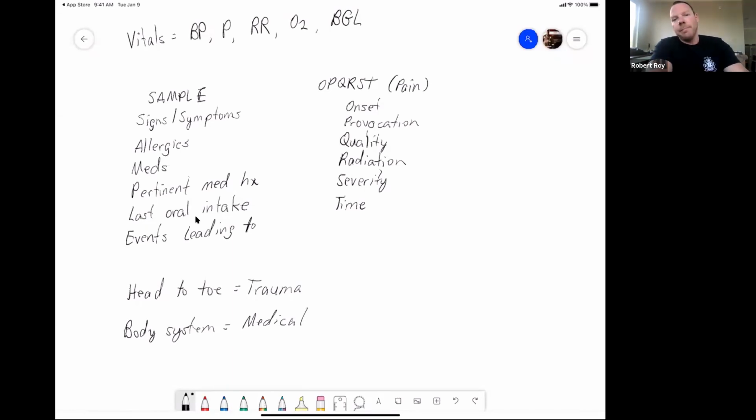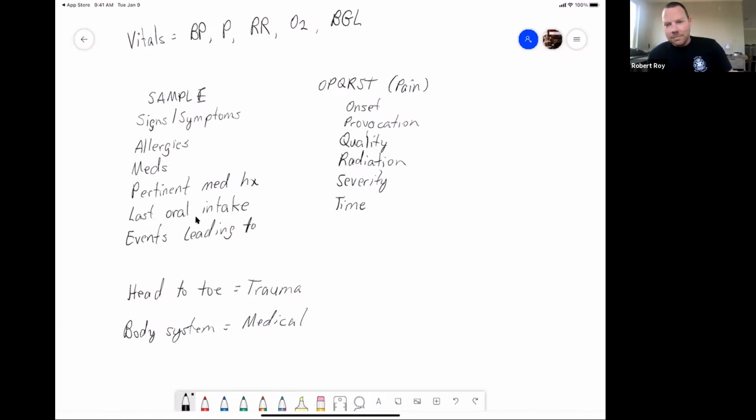So we're going to start with SAMPLE. All right, so you've gone through your assessment, and if I've got time before Chris jumps in and throws me out, we'll do some practice. But let's talk about SAMPLE. So S. What does S stand for? It's on the screen. Symptoms. Signs and symptoms. All right.